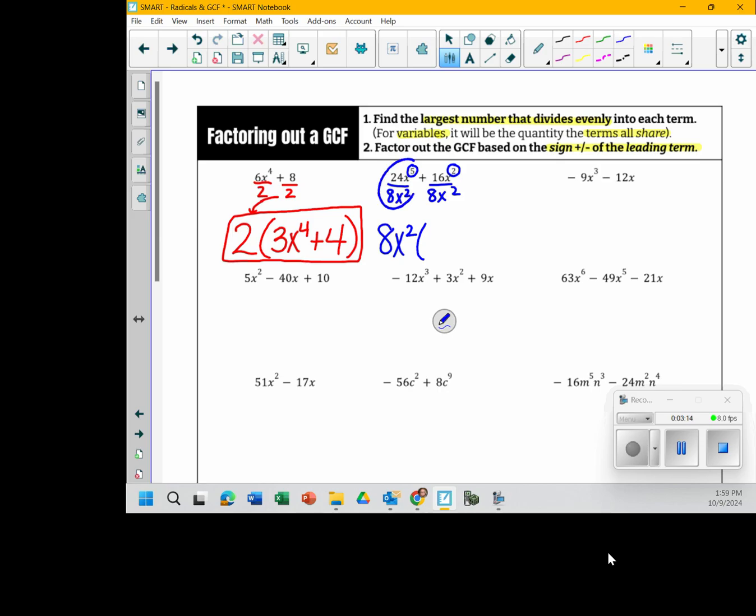For my first term that's left over, 24 divided by 8 is 3. I had an x to the 5th, so I had 5 x's on top, but I brought 2 out. So if I had 5 and I removed 2, that means I have x to the 3rd left. Plus, for this next part, 16 divided by 8 is 2. For my x's, I had 2 on top. I brought 2 out front, so there are none left inside. Essentially, we're subtracting our exponents.